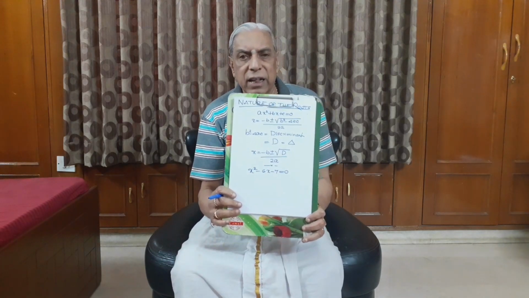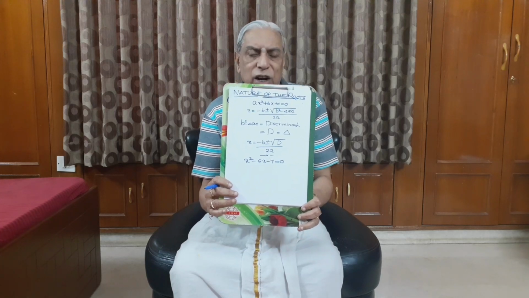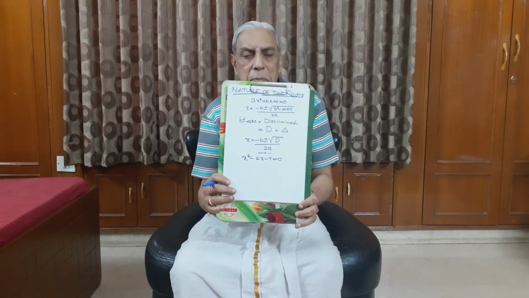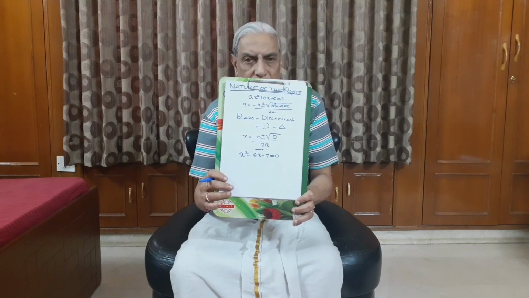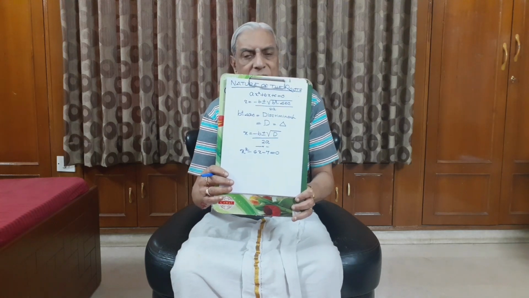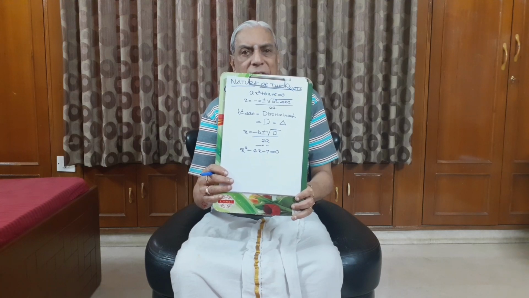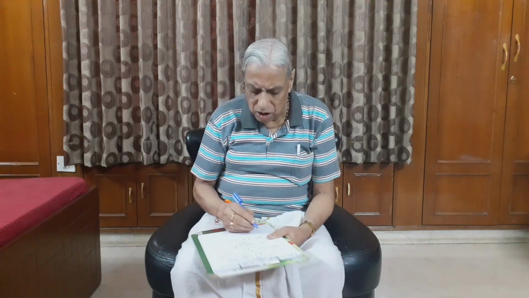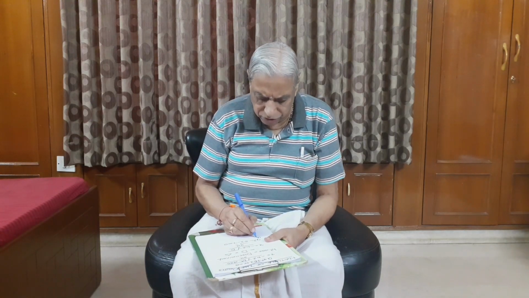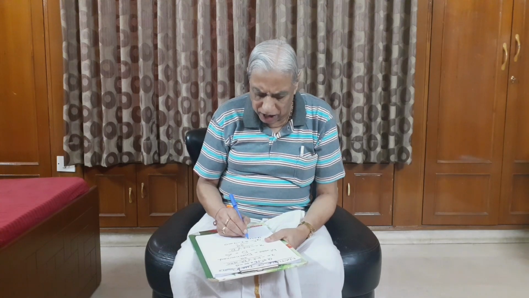Here it is already in the standard form. x squared minus 6x minus 7 equals 0. Then I shall analyze the values of a, b and c here. Now here, what is the value of a? a is equal to 1. What is the value of b?